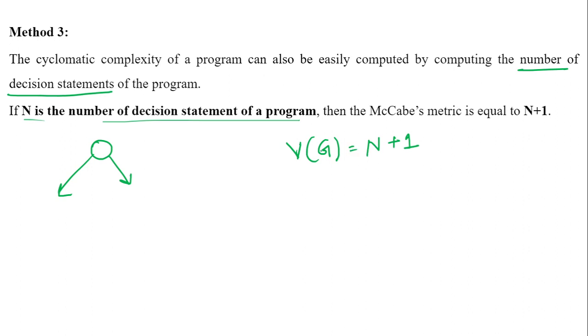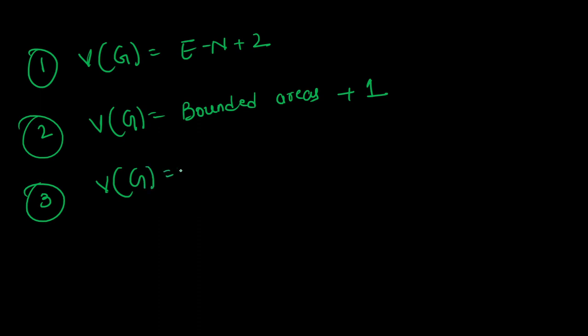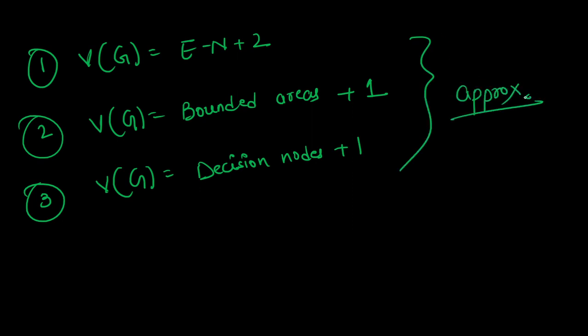We have three methods. The first method is V of G is equal to E minus N plus 2. The second method is V of G is equal to bounded areas plus 1. And the third method is V of G is equal to decision nodes plus 1. The spelling went wrong. From all three methods you get approximately the same answer, you can use any of them.